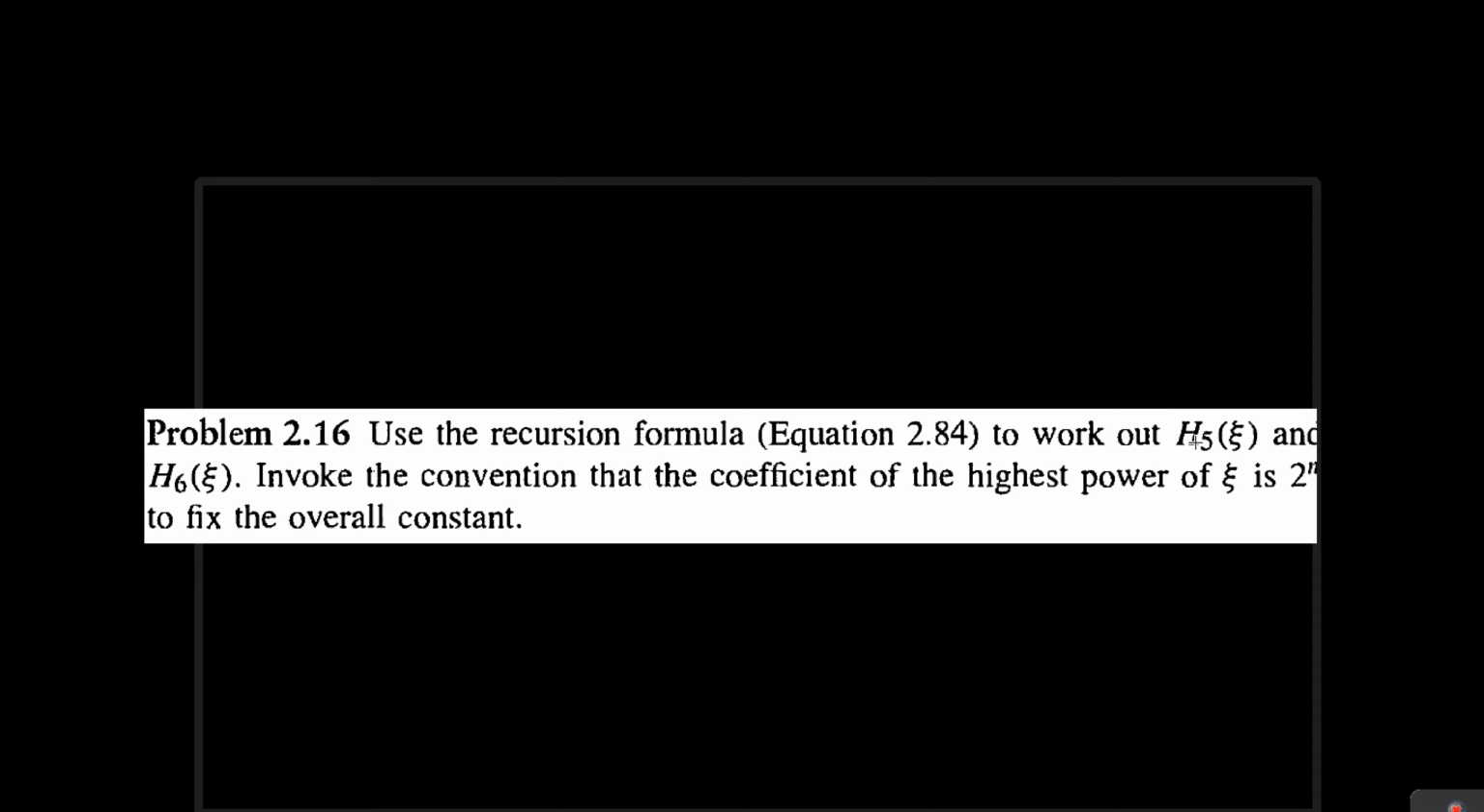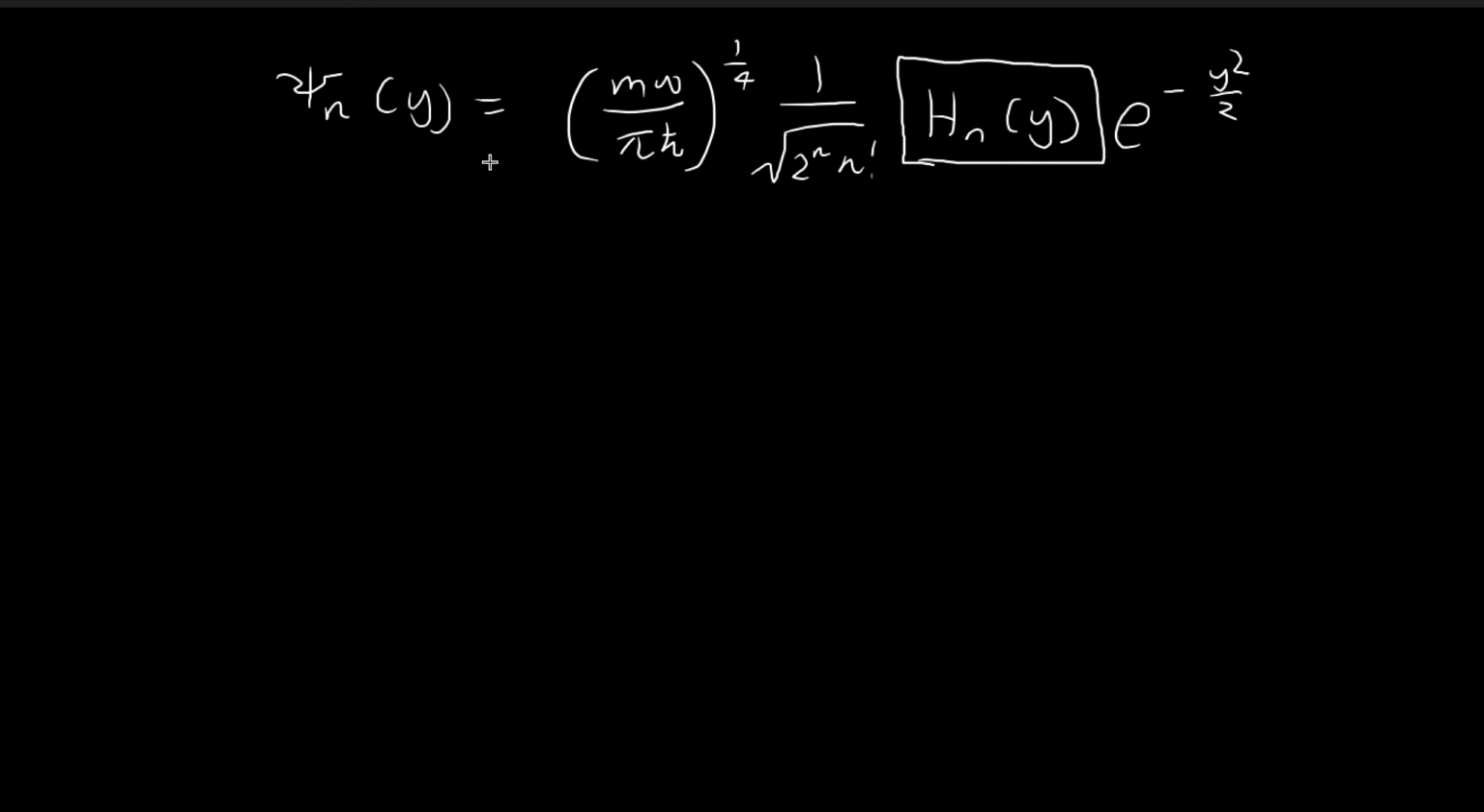In this problem, we're going to try to figure out the expression for the Hermite polynomial for n equal to 5 and n equal to 6. So recall that the Hermite polynomial features in the solution to the Schrodinger equation, right here at this very point. So this is the solution, and then inside we have this Hermite polynomial squeezed in the middle.